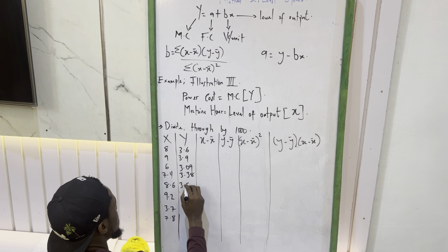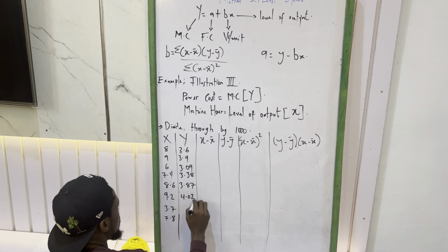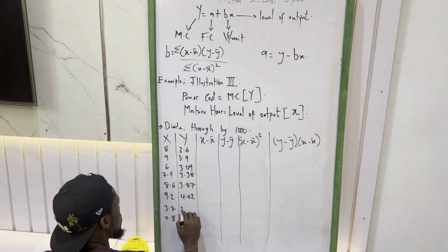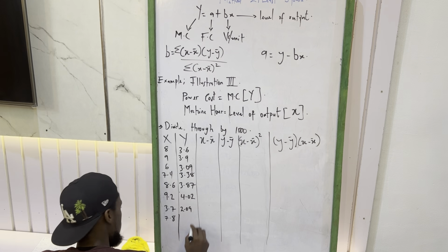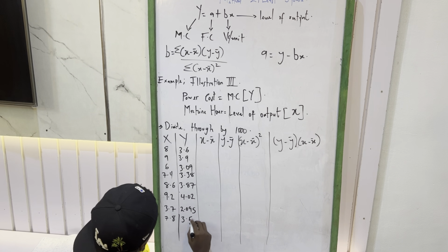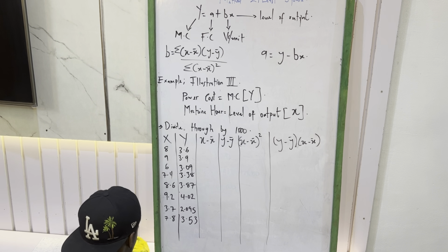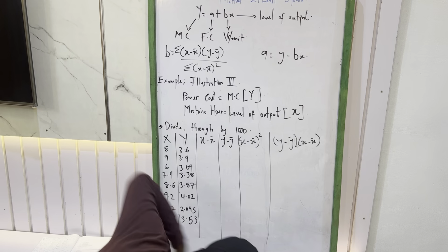3.38, 3.87, 4.02, 2.095, 3.53. All right, these are already in the questions here. So our X prime, allow me to clean the top.